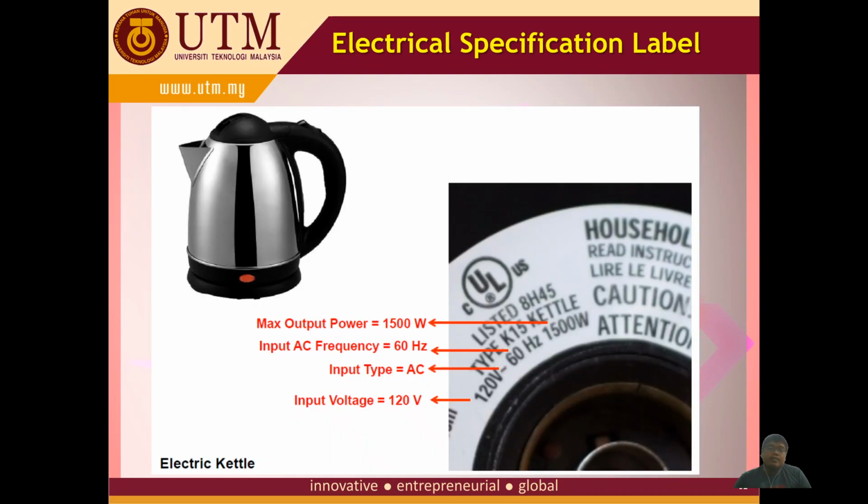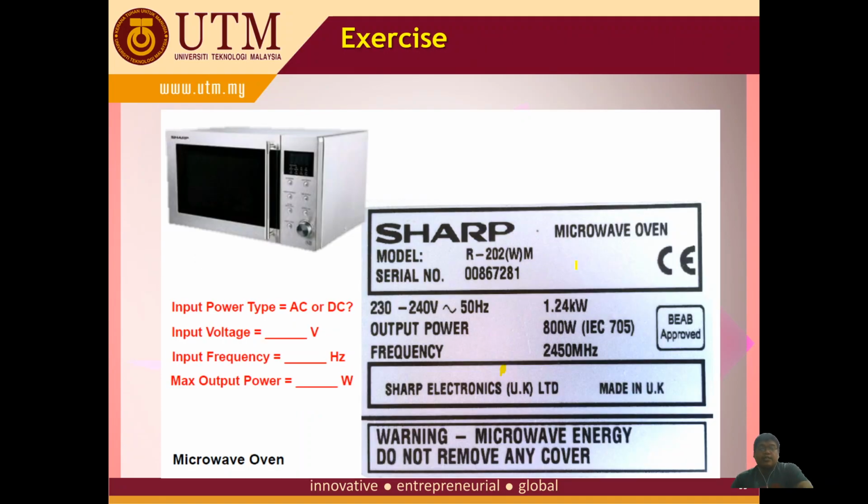Okay, so next, this is a kettle. This is an example of a kettle nameplate. For example, you have 120 volt, and this is AC, so you can see that this is 120 volt AC. The frequency is 60 hertz, and the output power is 1500 watt. If you use this product, it requires 1500 watt. I think it's just general knowledge.